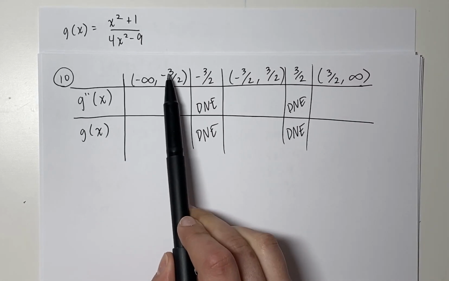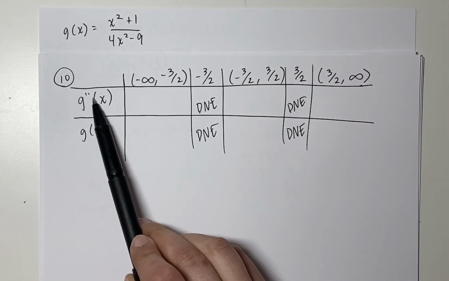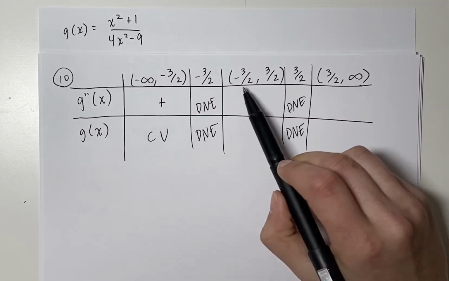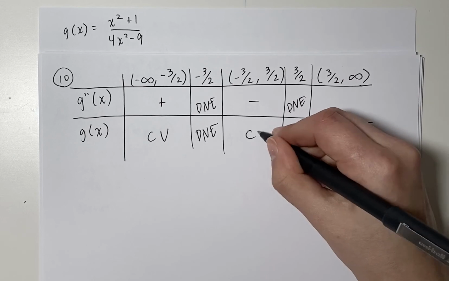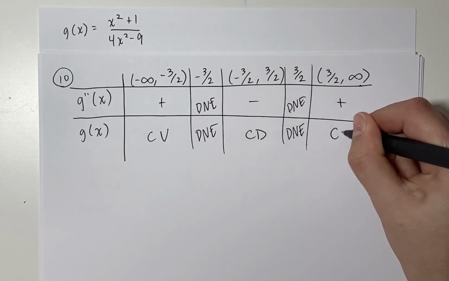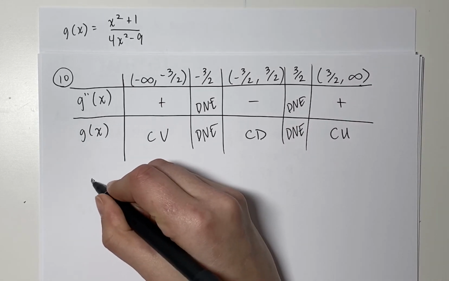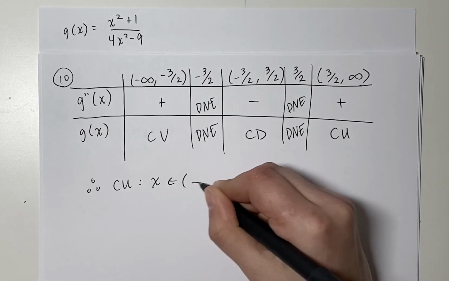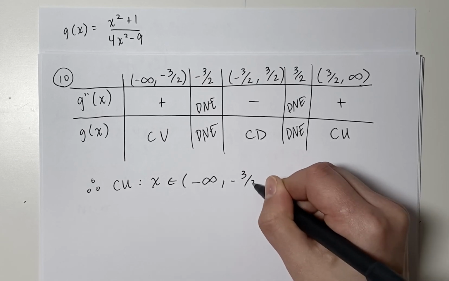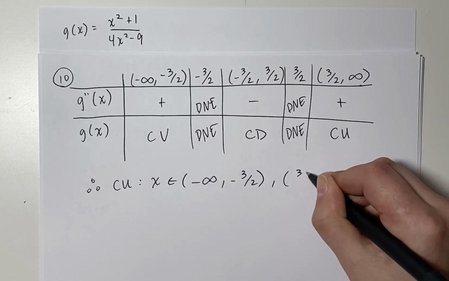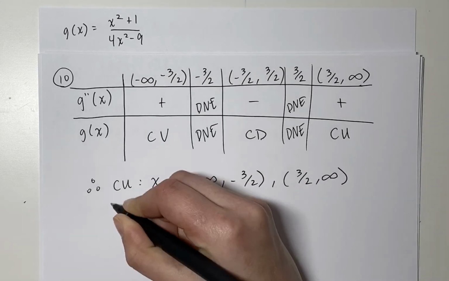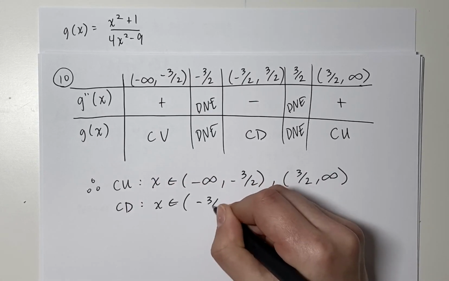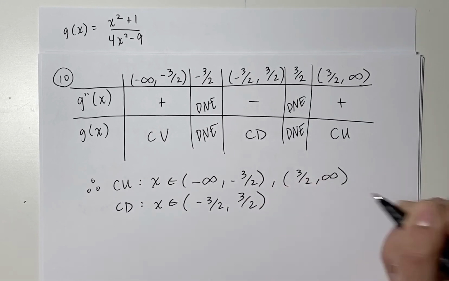If you get a point in this interval and you sub it into our g double prime x, you'll get positive. That means it's concave up. If you get from this interval, it'll be negative, so it's concave down. And then positive and concave up. Therefore, our function is concave up in the intervals negative infinity to negative 3 over 2 and 3 over 2 to infinity. It is concave down between negative 3 over 2 and 3 over 2.